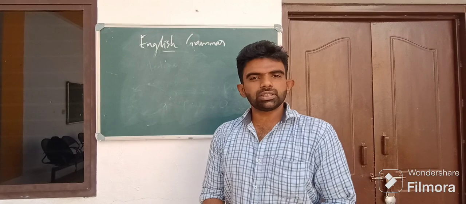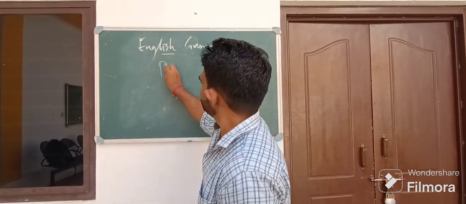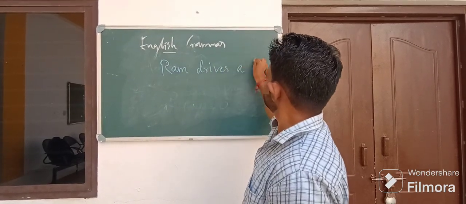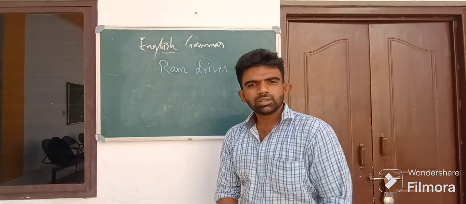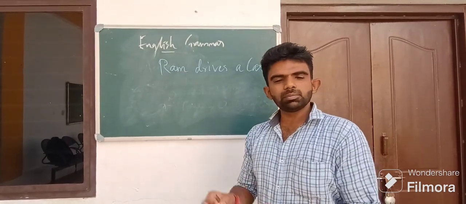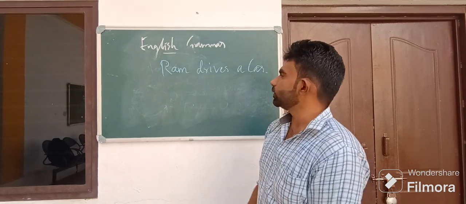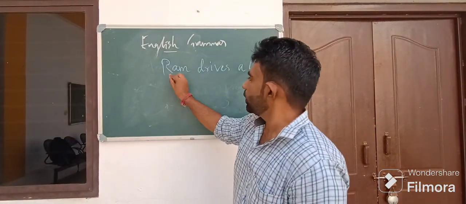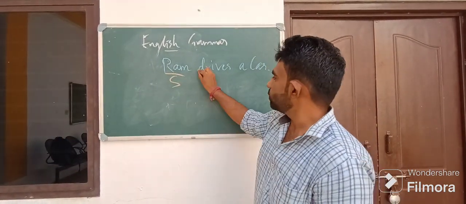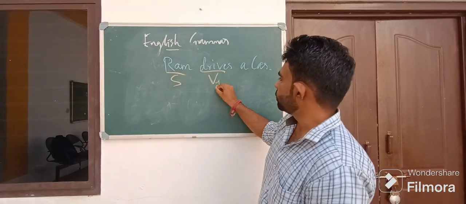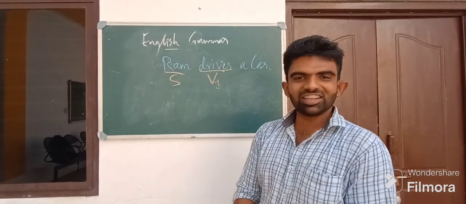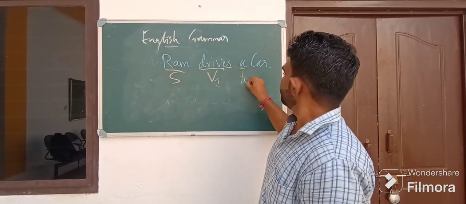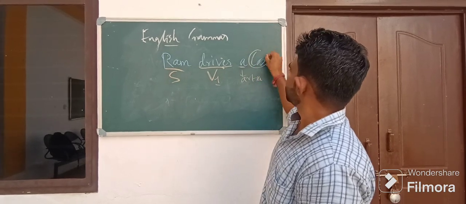Here I am going to write an example of a sentence. Here I will try to label this sentence and its elements according to the concept that we have learned just before. Here we have Ram as subject and we have the verb in the V1 format, which is identifiable through the addition of es. And we have an article, the article A, and also we have the object which is the car.